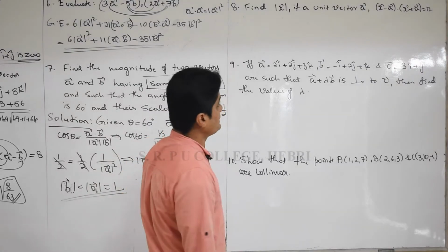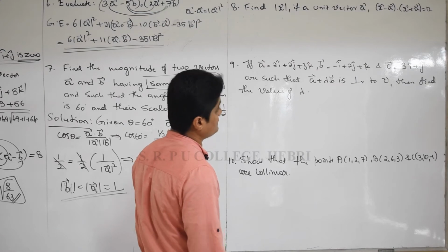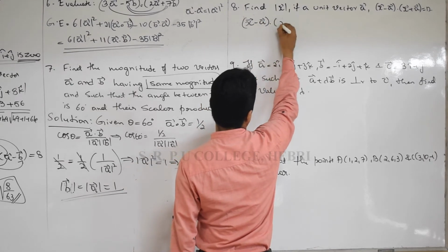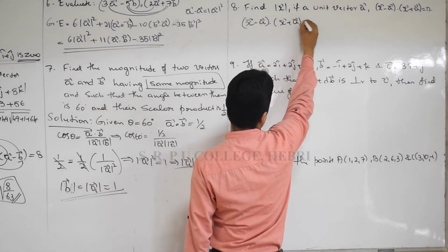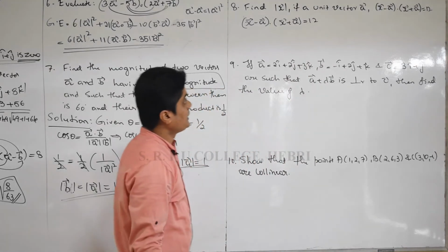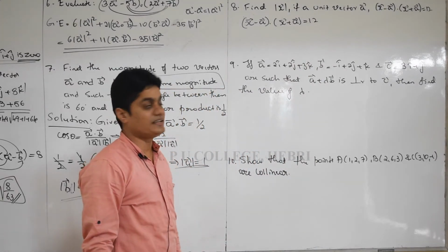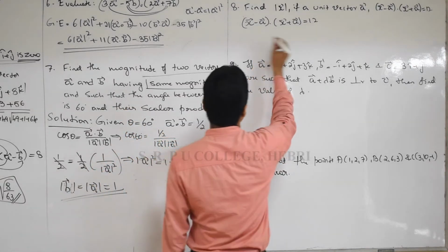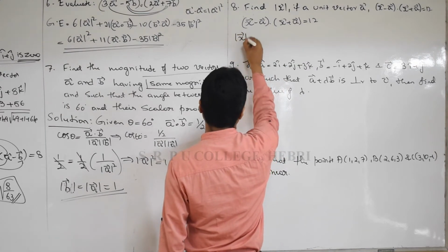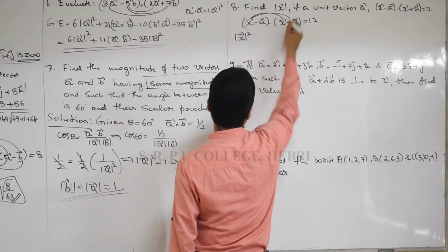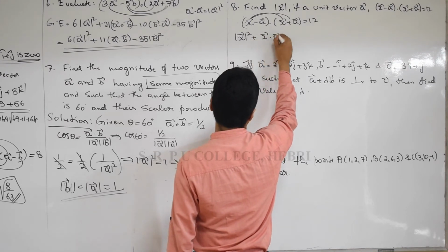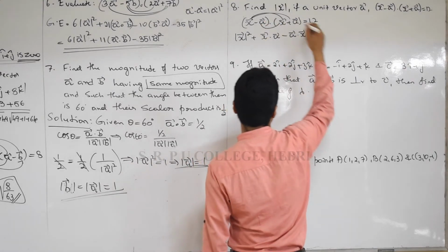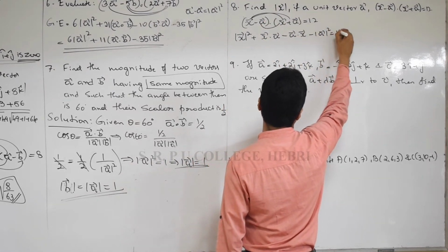Find the magnitude of vector X if a unit vector A satisfies the condition: X minus vector A dot vector X plus A is equal to 12. What is given? A is a unit vector. Vector A is a unit vector, the magnitude of vector A is 1, and you have to find the magnitude of vector X. So in the dot product, X dot X means magnitude of vector X square. Multiplying, next multiply these two: vector X dot vector A, next multiply this: vector A dot vector X, multiply these two, next last minus magnitude of vector A whole square equal to 12.